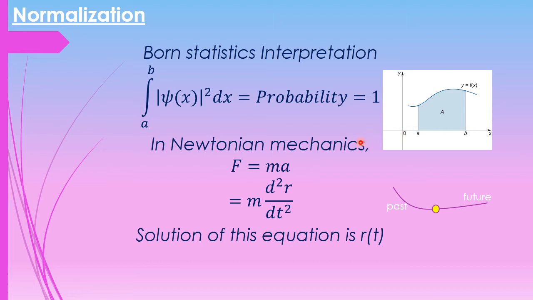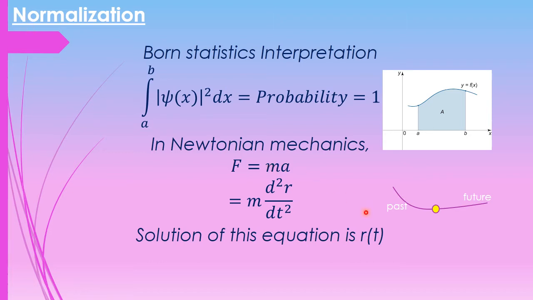In Newtonian mechanics, the basic law is Newton's second law, that is F is equal to ma, where F is the force, m is the mass and a is the acceleration. This acceleration can be written in terms of the position coordinate, that is d square r by dt square, which is also a second order linear differential equation. The solution of the above equation is r, which is a function of time.